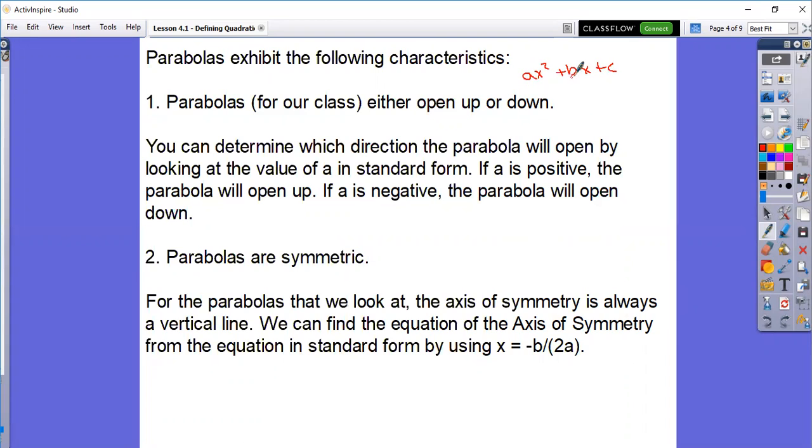All right, so this is ax squared plus bx plus c. The axis of symmetry would be negative b over 2a. And that would be the axis of symmetry.